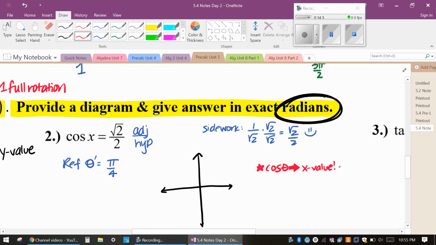Of an ordered pair. Cosine is positive in quadrants 1 and 4. Remember this was plus, plus, and this is plus, minus. Cosine is the x value. Okay, so we're looking at angles with a reference angle of pi over 4 over here and pi over 4 over here as your reference angle.